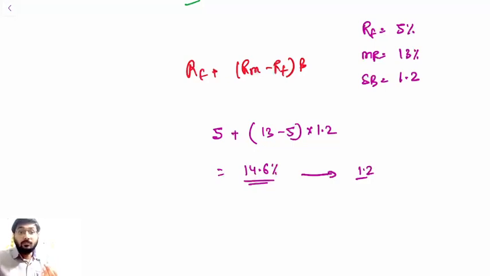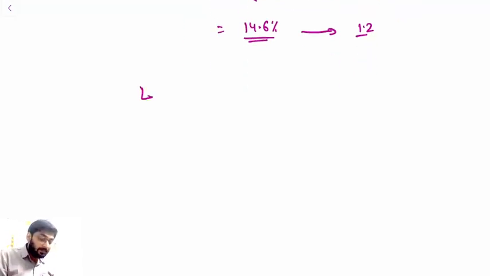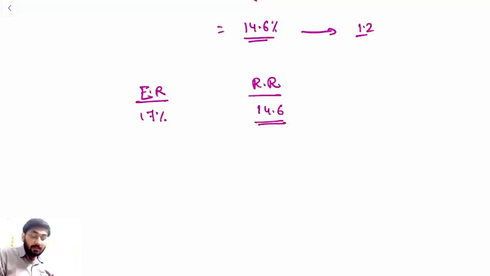Now there is a comparison chart between the expected return and the required return. For the given asset, my required return is 14.6. Suppose the expected return from the asset is 17%. This is my requirement, this is the return from the asset. I'll say it is undervalued because it is giving me more return than my requirement. It is undervalued, I should go for it.